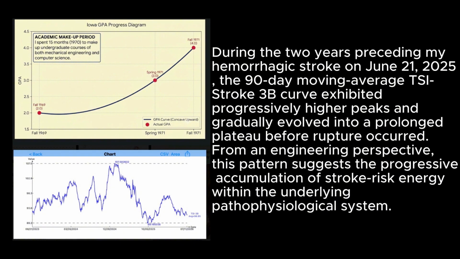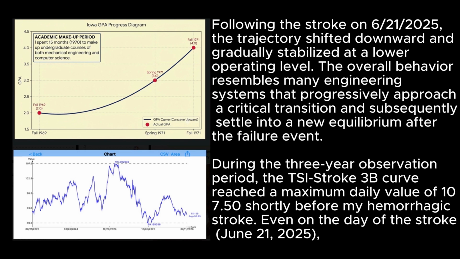During the 2 years preceding my hemorrhagic stroke on June 21, 2025, the 90-day moving average TSI-Stroke3B curve exhibited progressively higher peaks and gradually evolved into a prolonged plateau before rupture occurred. From an engineering perspective, this pattern suggests the progressive accumulation of stroke risk energy within the underlying pathophysiological system. Following the stroke on June 21, 2025, the trajectory shifted downward and gradually stabilized at a lower operating level. The overall behavior resembles many engineering systems that progressively approach a critical transition and subsequently settle into a new equilibrium after the failure event.